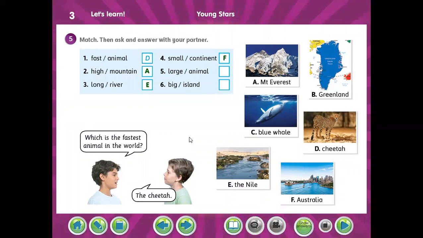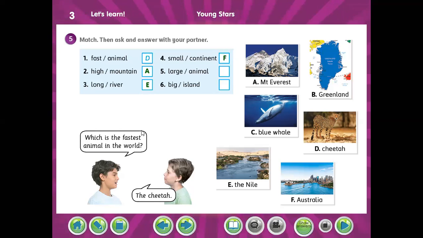Let's see, Rachel, please, can you read the number 5? Okay. Primero leer la oración, profesor. The question, yes. Largest animal, the blue. Okay, Rachel, listen. Si yo digo largest animal, no es una pregunta. The question is, which is the largest animal in the world? This is a question. You see?